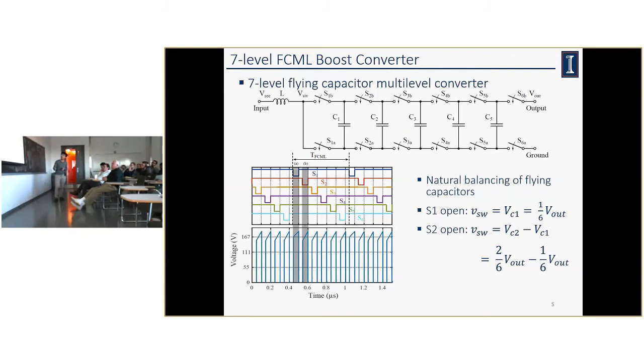For the flying capacitor multi-level converter, there is an effect called natural balancing. Each of the flying capacitors from C1 to C5 holds a fraction of the output voltage in an incremental fashion. Let's just take a look at two time frames. In time frame A, if S1 opens, C1 is connected between the switching node and ground, so V switch is 1/6 of V out. And in another time frame, S2 opens and it's also 1/6 of the output voltage.